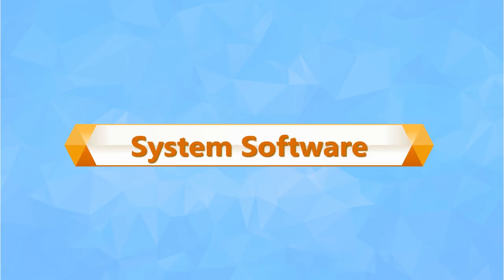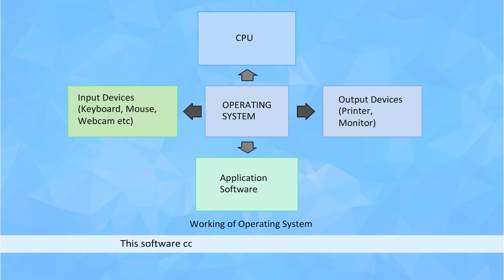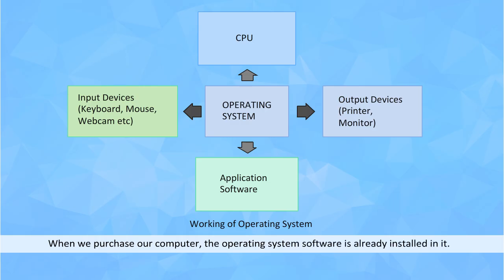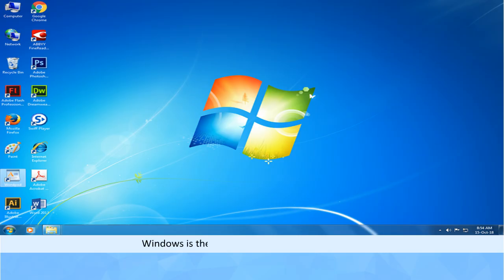System software. This software controls the overall working of a computer. Operating system is an example of system software. Without an operating system, we cannot even start the computer. When we purchase our computer, the operating system software is already installed in it. Windows is the most popular operating system.